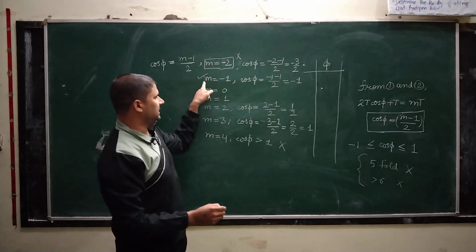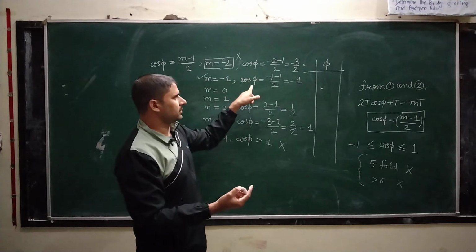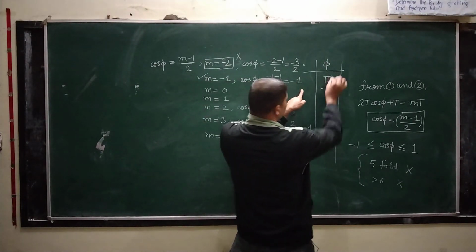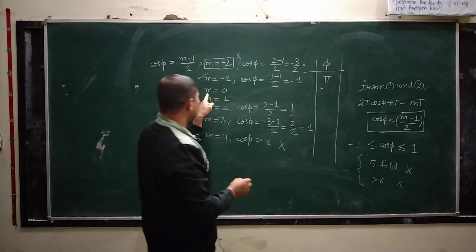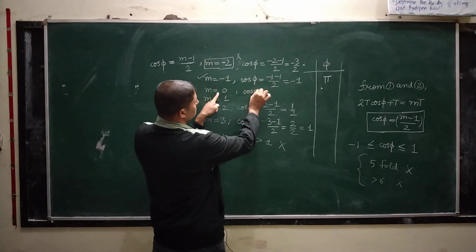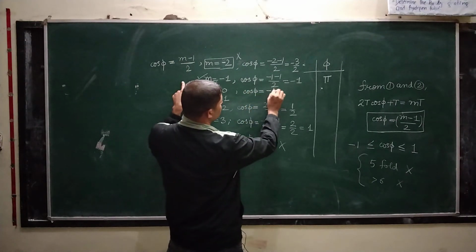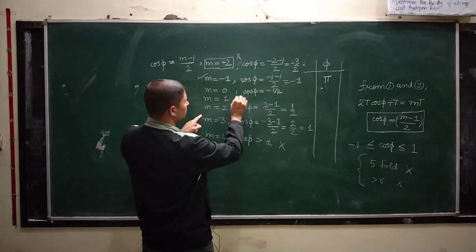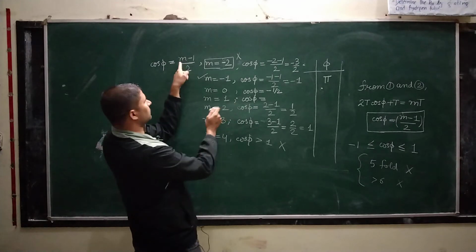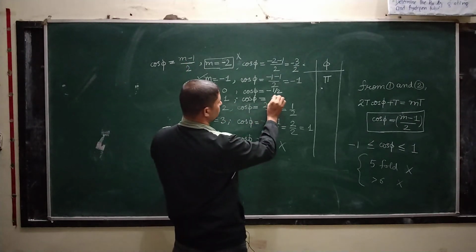Here you see m equal to minus 1 is allowed, and for m equal to minus 1 the value of cos phi is minus 1. So here the angle becomes pi. For m equal to 0, cos phi will become minus half, and cos phi for m equal to 1 will be 1 minus 1, 0, 0 by 2, and you will get it to be 0.